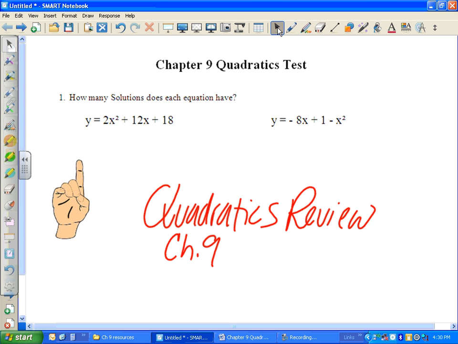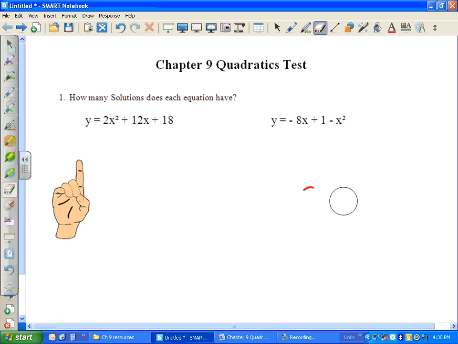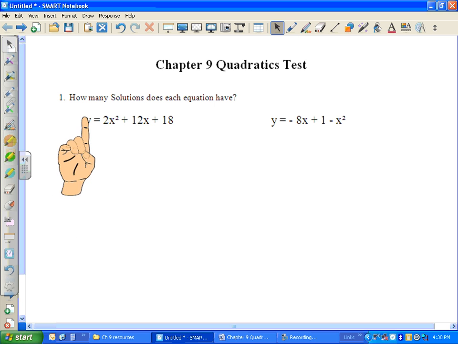I would probably do these problems on a separate sheet of paper unless I give you your own extra copy to do them on again. Okay, we're going to get going with the first thing here that we have. How many solutions does each equation have?